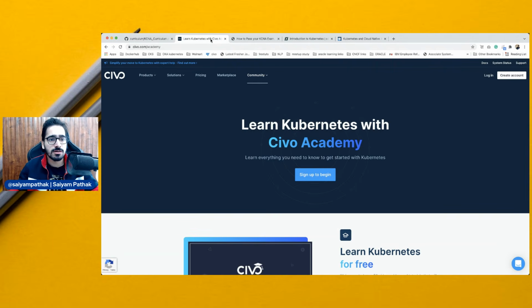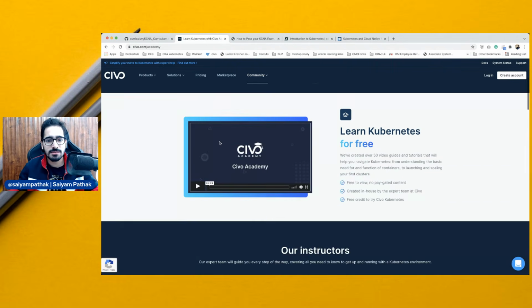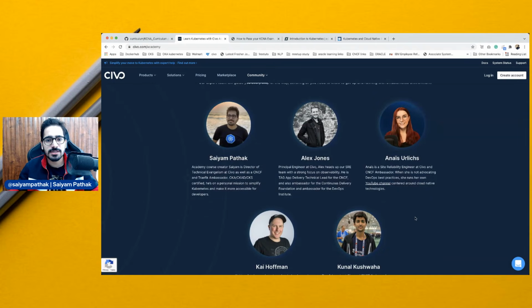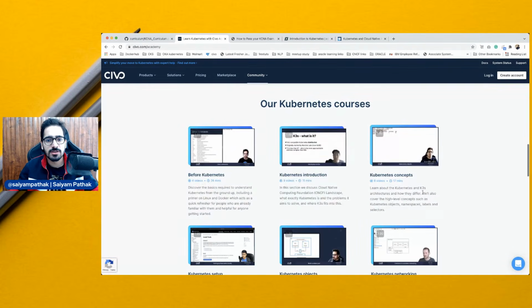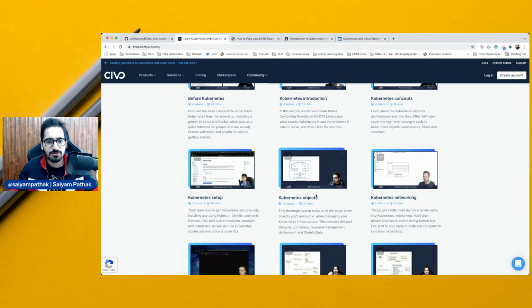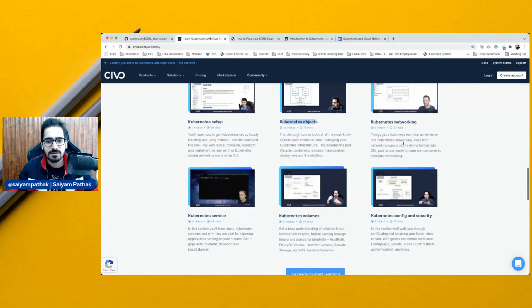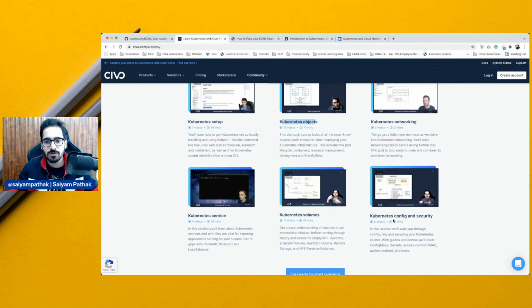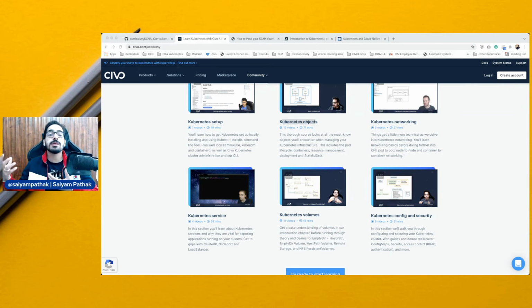Another way to learn Kubernetes is Civo Academy. So this is something that I have curated, and all these are the instructors. So you can see before Kubernetes, Kubernetes concepts. I have also walked through the Kubernetes objects. If you have networking, service, volumes, config and security. So obviously, this is much more than is required from the KCNA perspective.